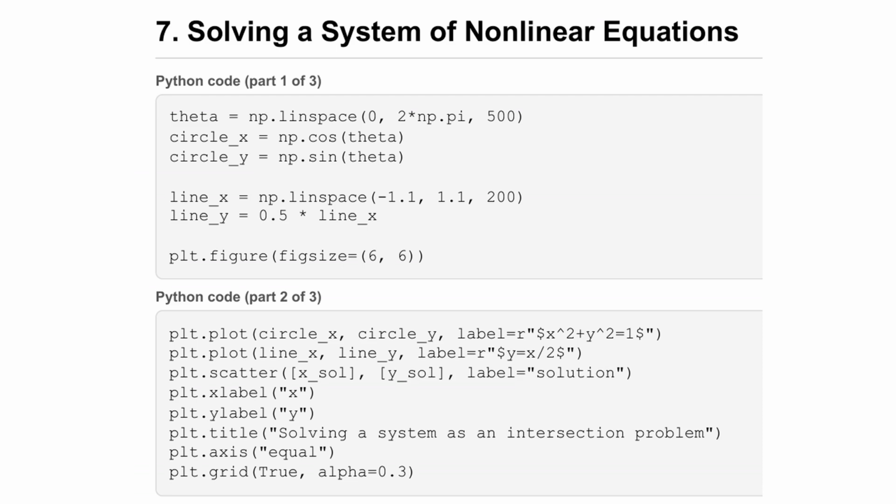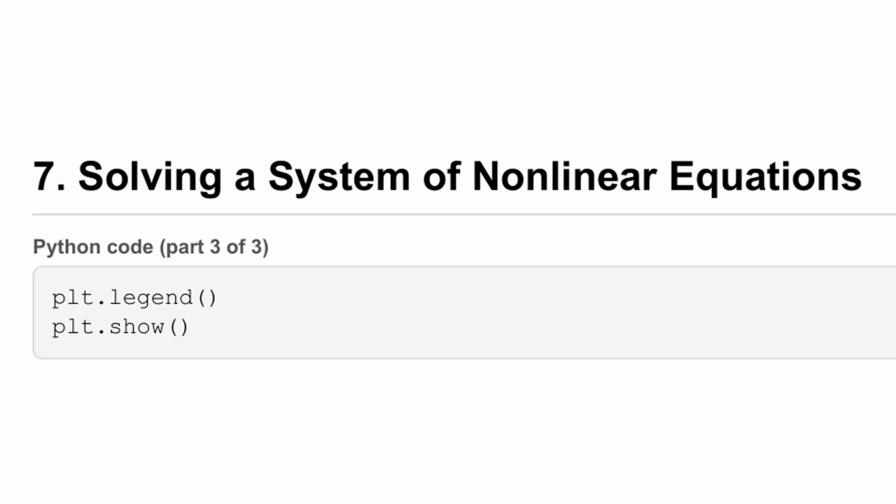We will plot the unit circle using trigonometric functions and the line y equals x over 2 to see where they actually intersect in the coordinate plane. Finally, we add the solution point we just found onto the plot as a scatter point. This visual check is essential for making sure we have found a physically meaningful intersection rather than a mathematical artifact.